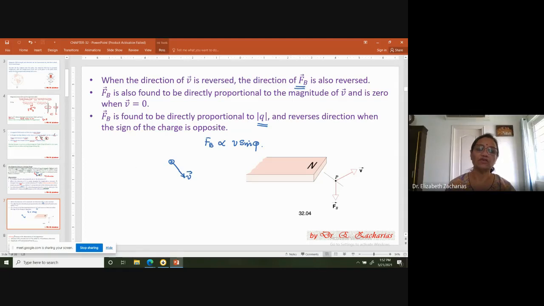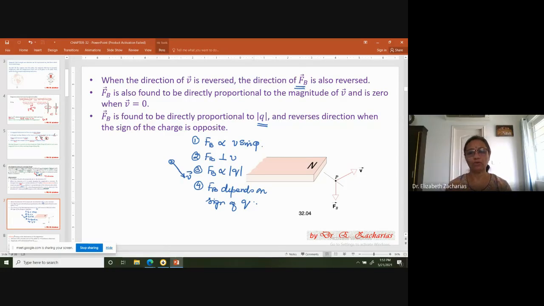From all this, you are able to list some factors on which this is going to depend. The first is FB is proportional to V sine phi. The second thing you're finding is that FB is perpendicular to the V direction. The third thing is that FB is proportional to the magnitude of the charge. And fourthly, the FB direction depends on the sign of the charge.